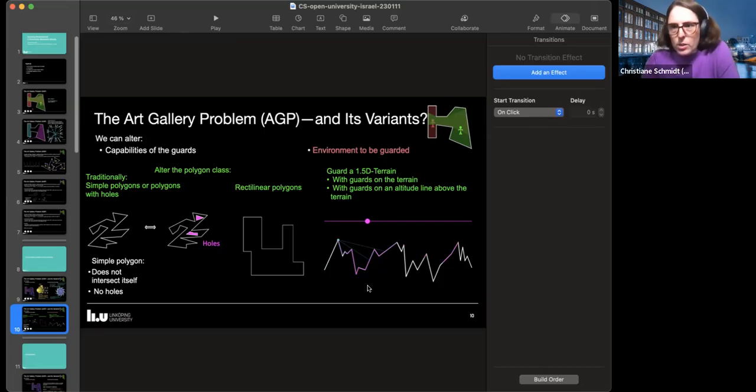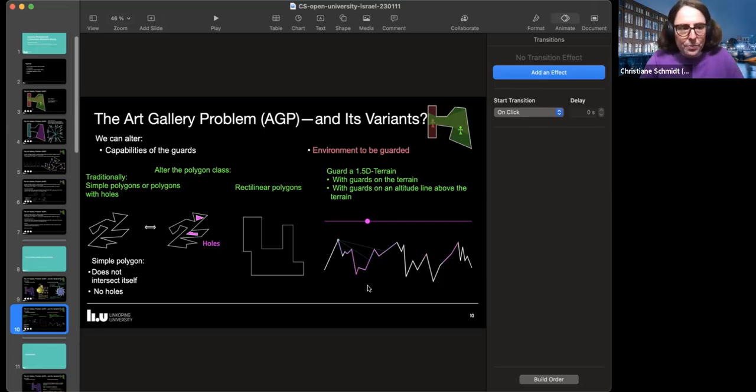And of course, it's also still hard if we have something that we call a 2.5D terrain, where you take points in the plane and you lift them to different heights. Those are still hard. Strangely enough, if you do that from an altitude line, then suddenly it's very easy and you have a polynomial-time algorithm. But most of the things are hard already in these very low dimensions, and adding dimensions does not really help.